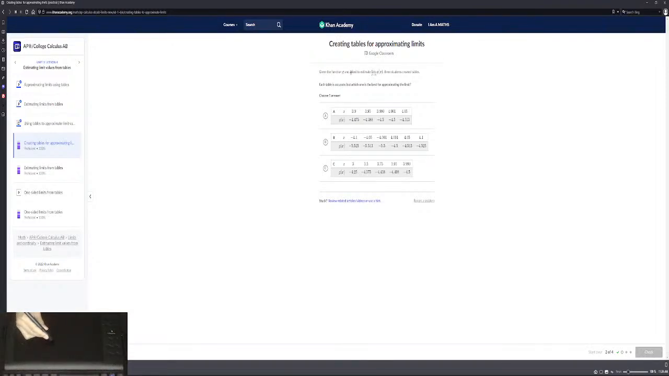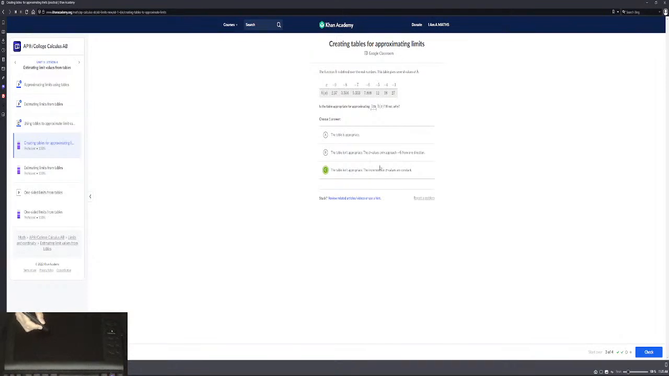Given the function g and asked to estimate the limit as x approaches 4, 3 students created tables. Each table is accurate, but which one is the best for approximating the limit? So this one, there's a huge jump in x values, so it doesn't truly approach 4 from both directions. This one only approaches it from one direction, so that's false. And this one has to be the answer.